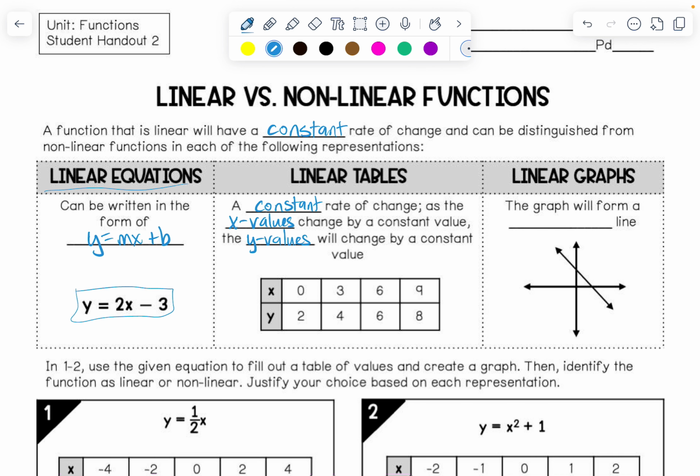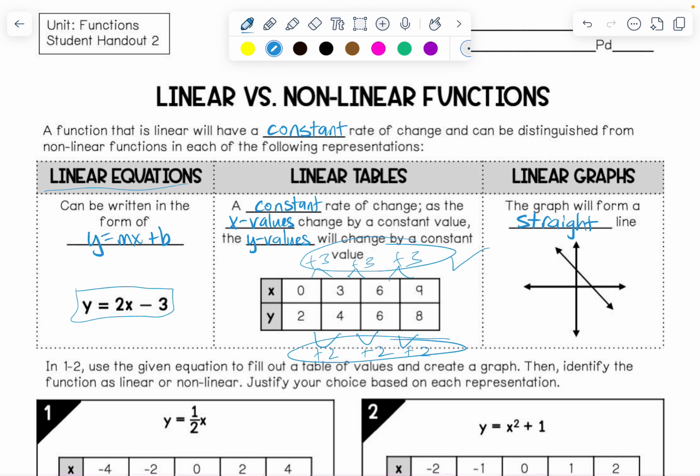So here's a quick example. If we use this one, this is plus 3, this is plus 3, and this is plus 3. So they're all the same, so that's good. This one, plus 2, plus 2, plus 2. And these are all the same. So it is a constant rate of change. If there was one that was different, then it would not be. So that is a linear function. And then we've got linear graphs. The graph will form a straight line. I know you guys probably remember that part.